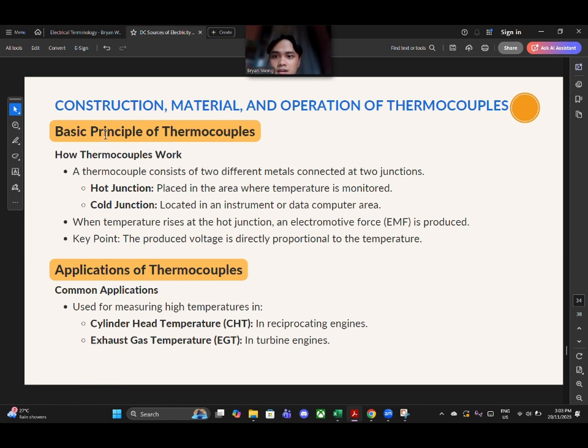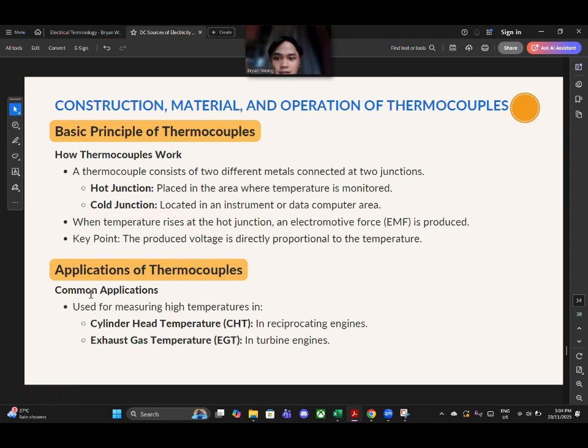The basic principle of thermocouples: how thermocouples work. A thermocouple consists of two different metals connected at two junctions. One is the hot junction and the other is the cold junction. The hot junction is placed in the area where temperature is monitored. The cold junction is located in an instrument or data computer area. When temperature rises at the hot junction, an electromotive force is produced. The key point here is the produced voltage is directly proportional to temperature.